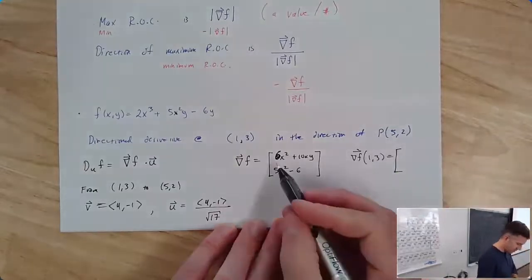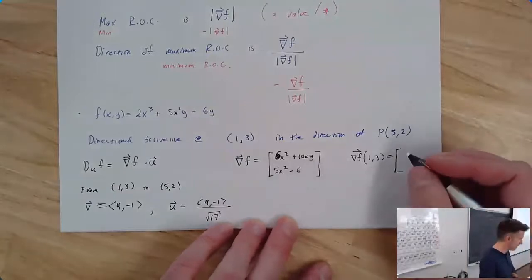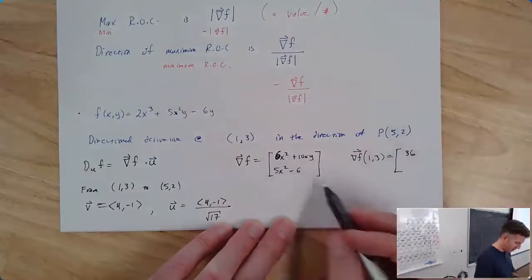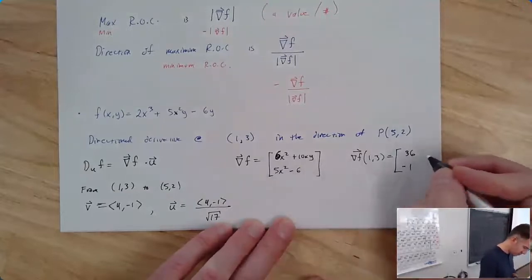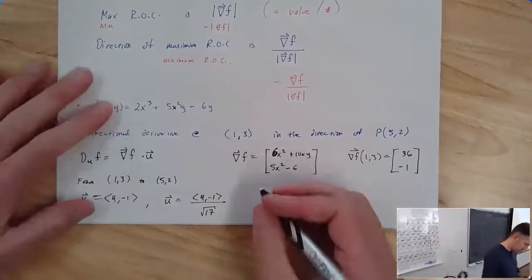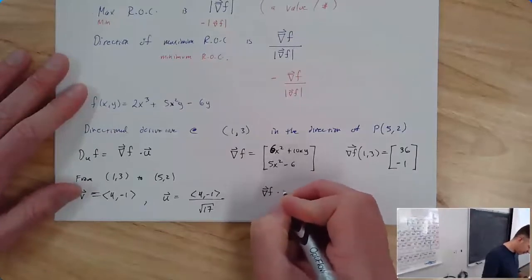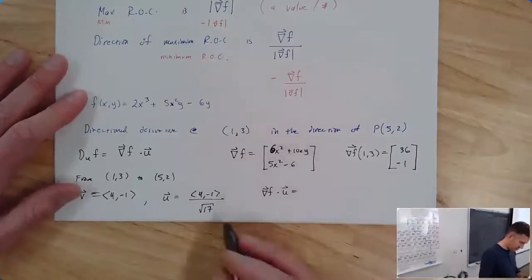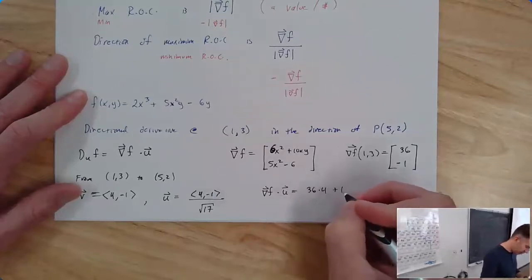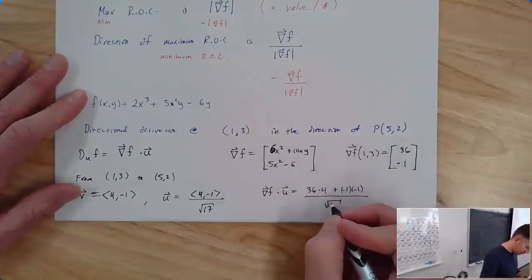So if we plug in our point 1, 3, our gradient at that point is going to be the vector 6 plus 10 times 1 times 3 is 36. Again, we're getting a 36 again. Didn't plan on that. And then if you plug in 1 here, we get 5 minus 6, which is negative 1. So we're going to dot these together. The gradient of f dotted with u is going to be 36 times 4 plus negative 1 times 1, negative 1, still divided by that square root of 17.